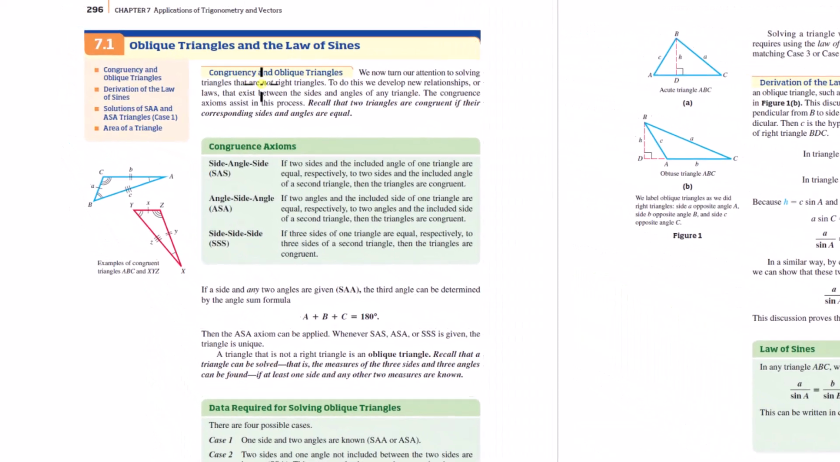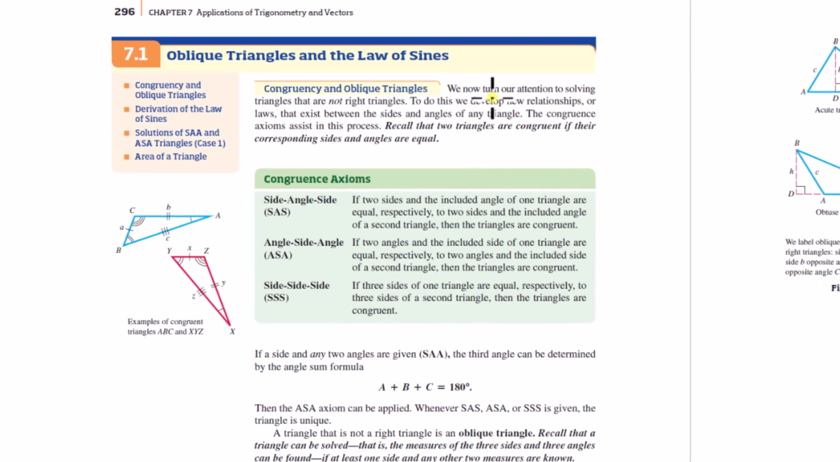So, congruency and oblique triangles. We now turn our attention to solving triangles that are not right triangles. To do this, we develop new relationships or laws that exist between the sides and angles of any triangle. The congruence axioms assist in this process. Recall that two triangles are congruent if their corresponding sides and angles are equal. So yeah, remember congruence from geometry. It's like saying that two triangles or two figures are equivalent. These two triangles are equivalent and congruent, and that just means they're oriented differently.